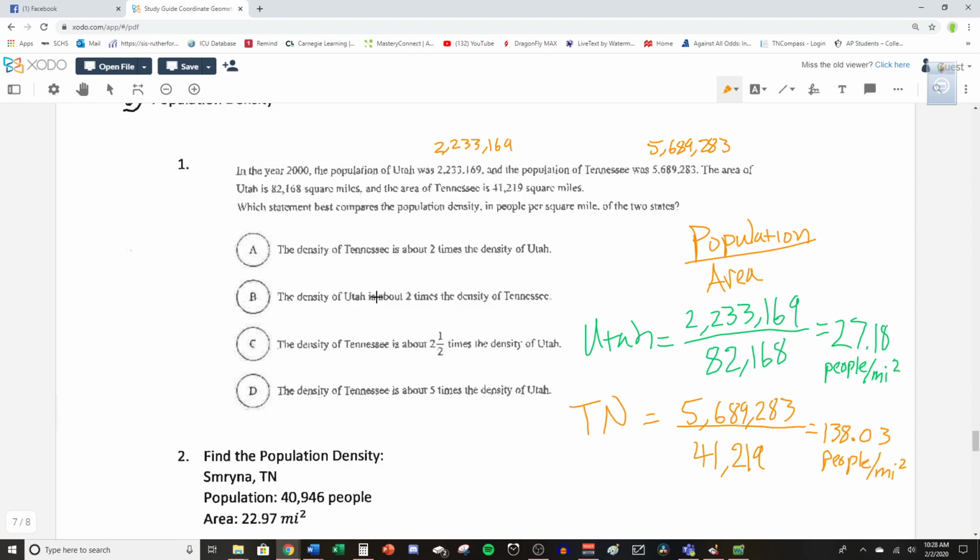Okay. It says the density of Tennessee is about 2 times the density of Utah. Well, not really. If we doubled this, that's not even 60. So this isn't a true statement. The density of Utah is about 2 times the density of Tennessee. No, this is smaller. Okay. The density of Tennessee is about 2.5 times the density of Utah. And the density of Tennessee is about 5 times.